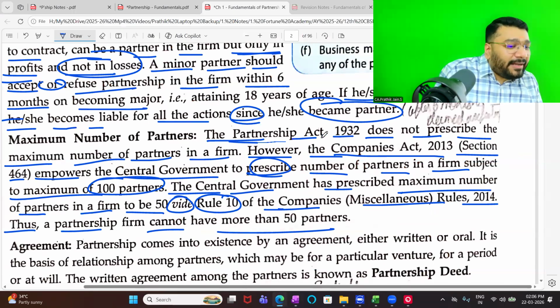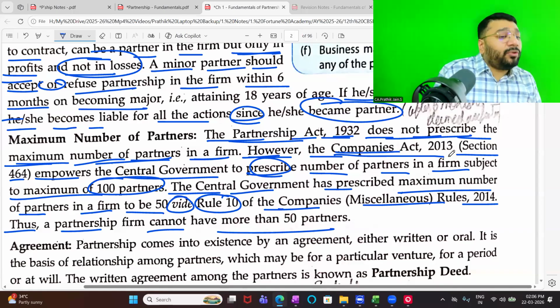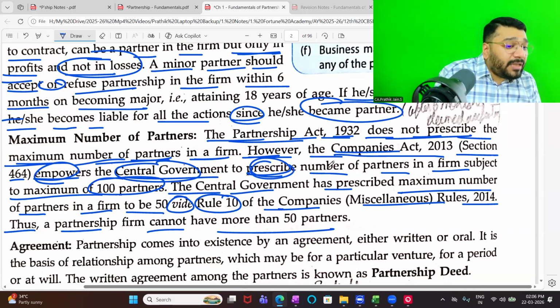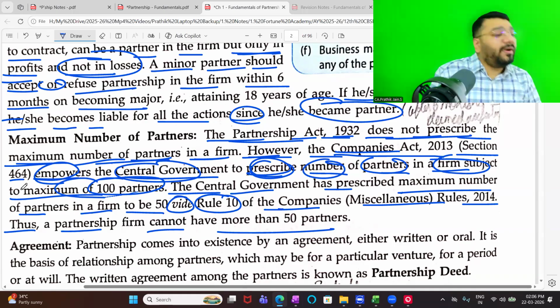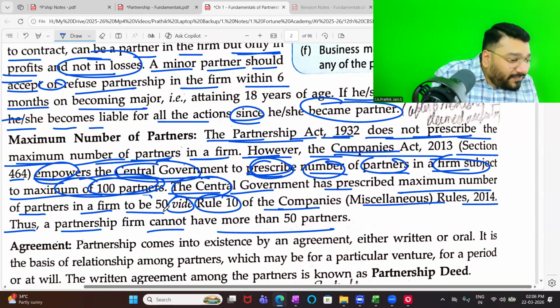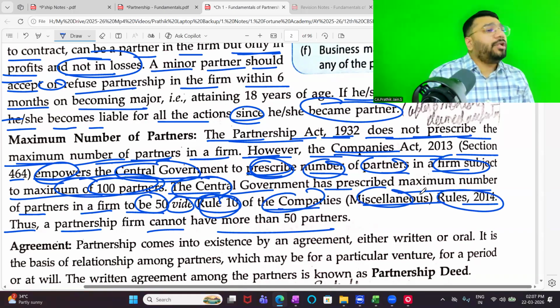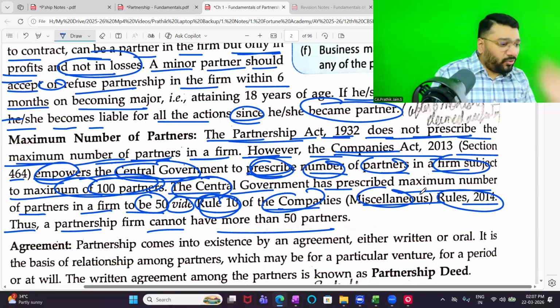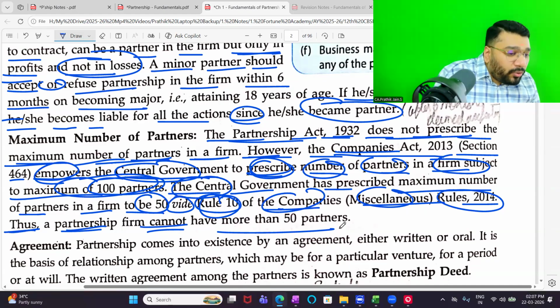Now, the Partnership Act 1932 does not prescribe the maximum number of partners in a firm. However, the Companies Act 2013 empowers, that is, the law empowers the central government to prescribe the number of partners in a firm subject to a maximum of 100. The central government has prescribed how much out of that 100? 50. Where have they said? In Rule 10, Companies (Miscellaneous) Rules, 2014. So do we all need to remember this? Not required. This is not there in your syllabus. 50? 100? Rules, act name, not required. Okay, not okay? Okay. Thus, a partnership firm cannot have more than 50 partners.